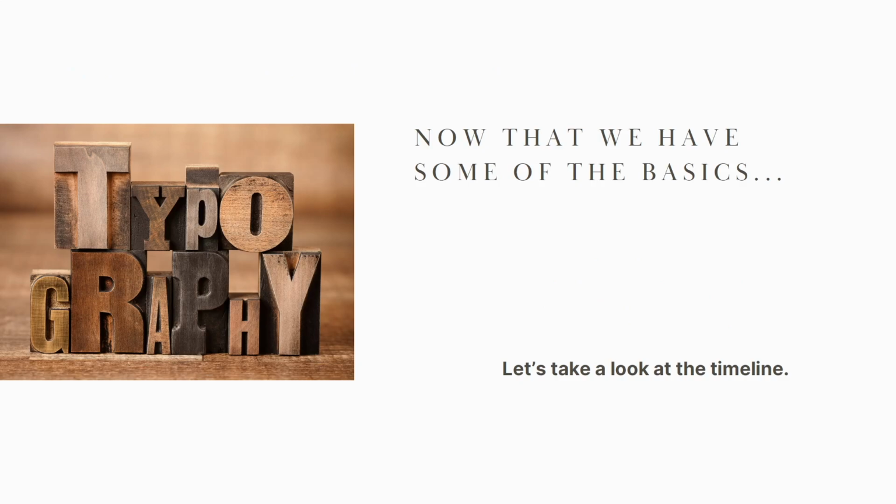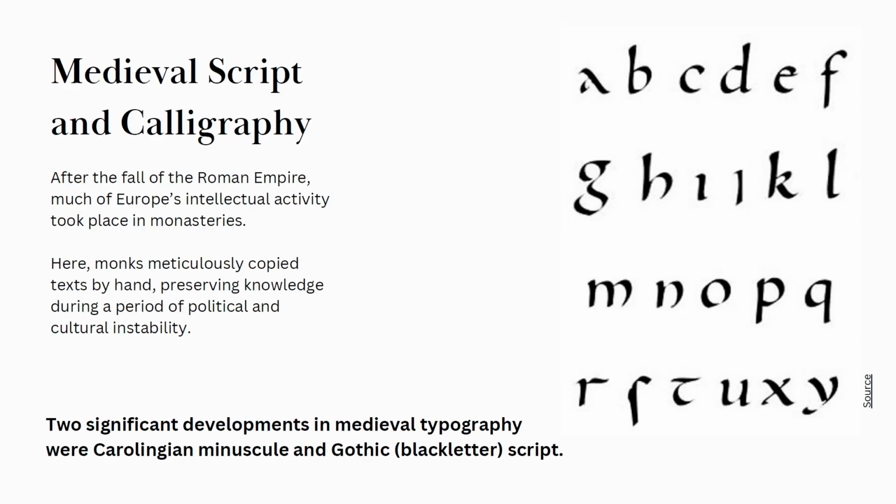All right. Now that we have some of the basics, let's take a look at our timeline. And we're going to start with the medieval times. So we have our script and calligraphy. And we saw the Column of Trajan. We've already talked about that previously.